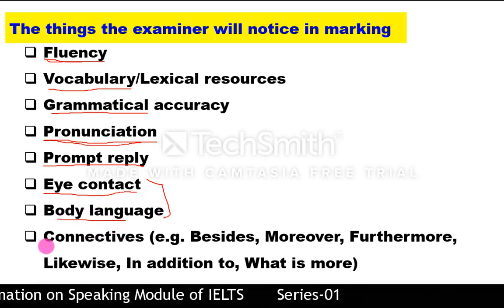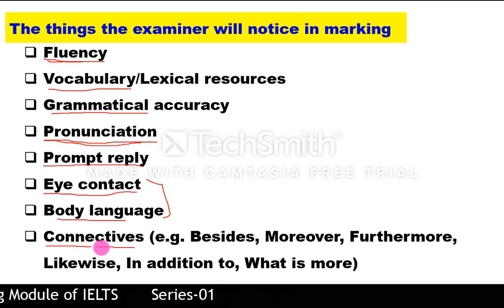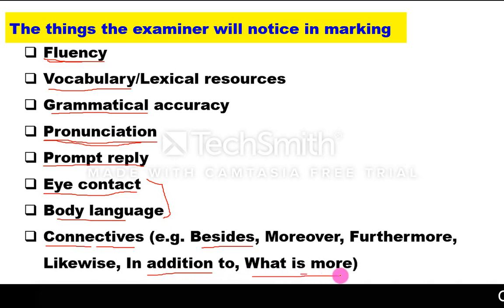And when you use sentences in your speaking, you have to use connectives, for example, besides, moreover, furthermore. If you say one sentence, before the next sentence you should use connectives like moreover, furthermore. The meaning is almost the same. In addition to, what's more, same meaning. So when you speak, you should use connectives between two or three sentences.